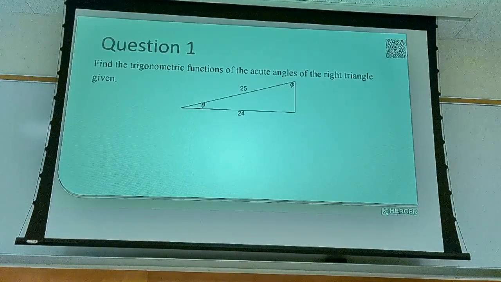Find the trigonometric functions of the acute angles for this triangle. So what we're doing here is essentially just solving the triangle. So we know that one corner is 90. There's always going to be one 90-degree angle. So then you can use that to do like.